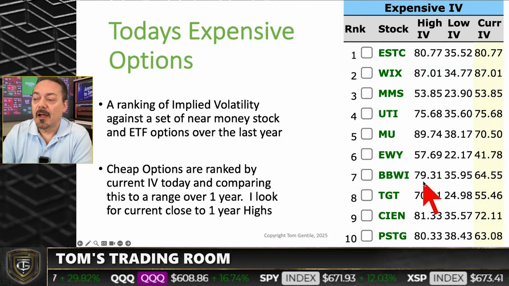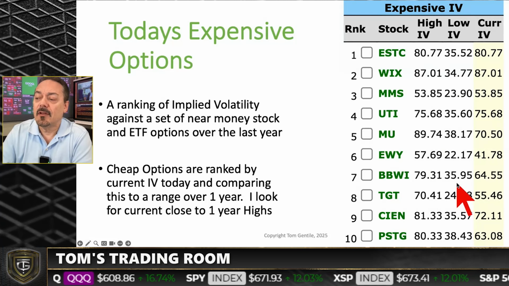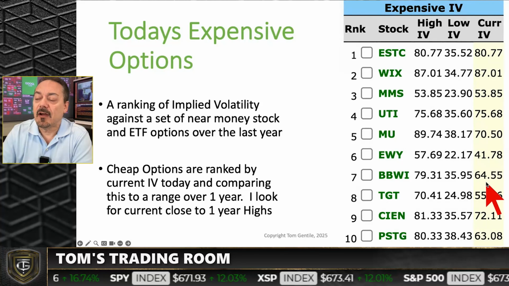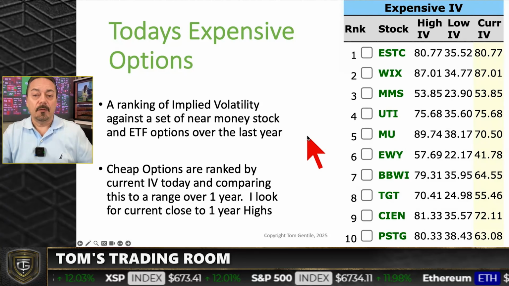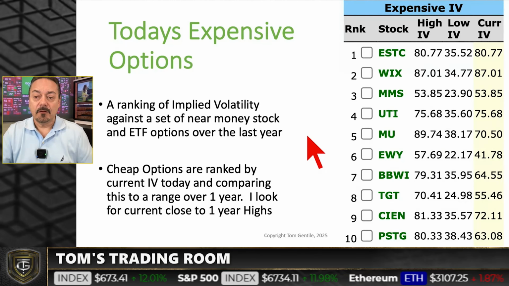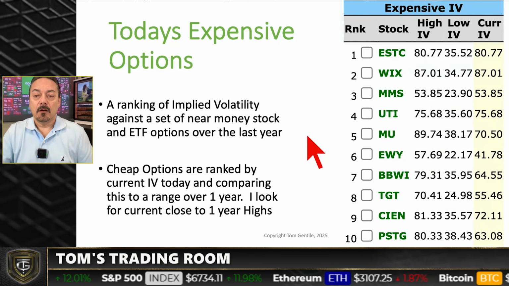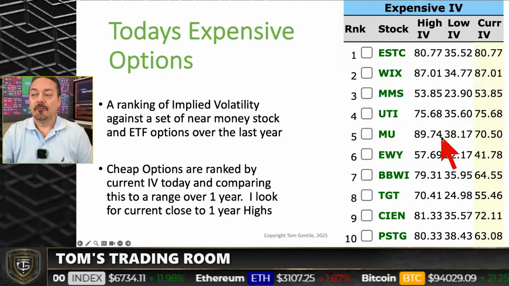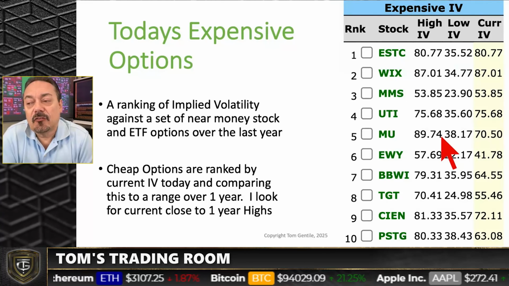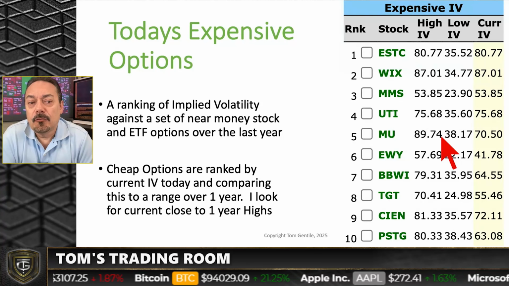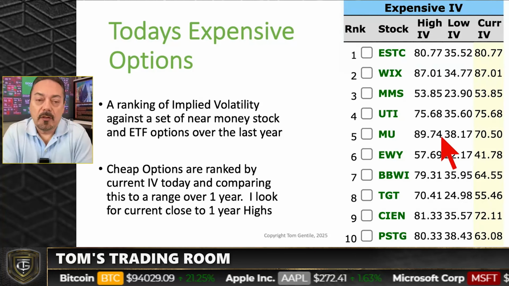BBWI, same thing. High was 79.31, low was 35.95. It's at 64.55. Target, Sienna, PSTG, they're all high, but those top 5 or top 4 are at all-time highs. So what I do with this list, when I take a look and I find expensive, I can go through and look at each and every one of these charts.